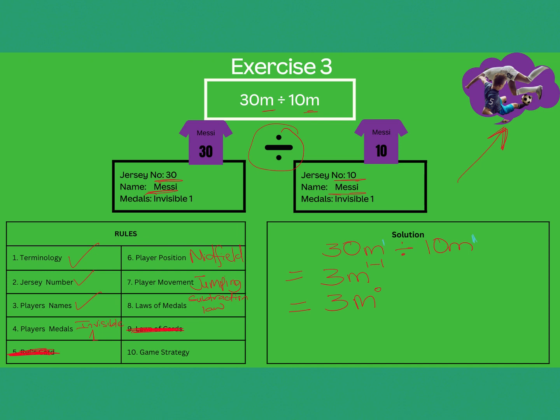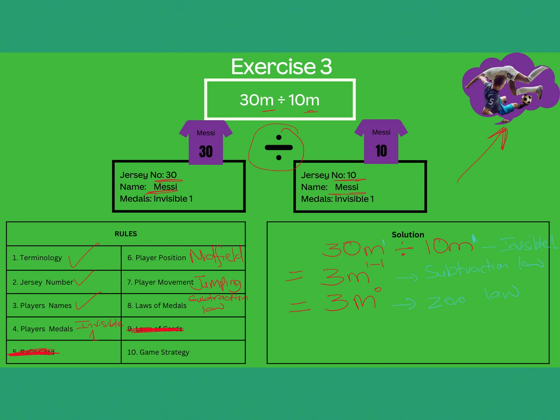Now, we have to remember the other laws. Which law is applicable here? First, we had the invisible 1, right? Then we had the subtraction law. And now we have the 0 law. So it will not always be the case that when you subtract 2 numbers, 2 medals, you have a 0. But in this case, it's a good example. Now we have a 0 law.